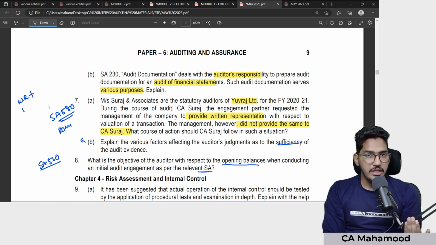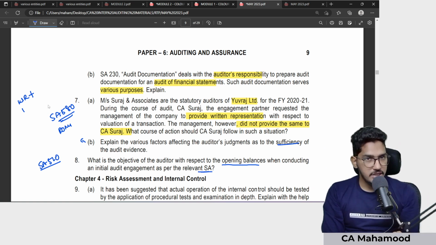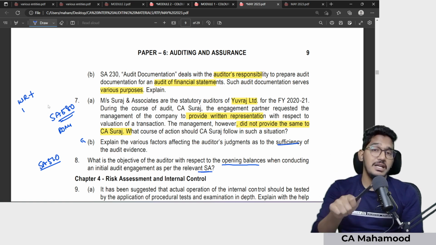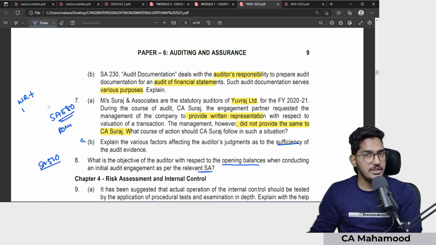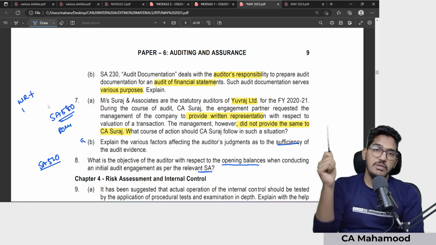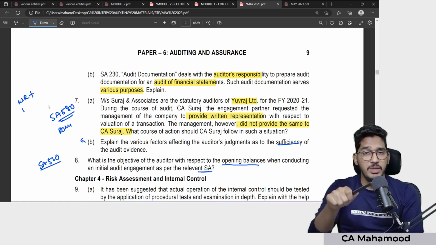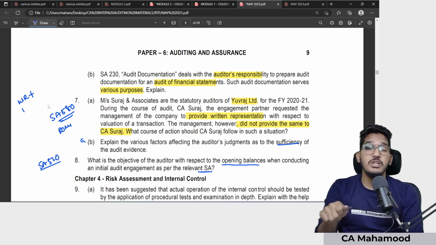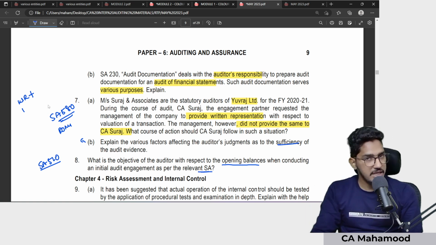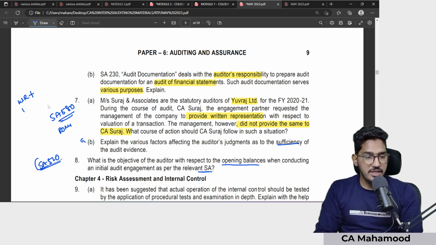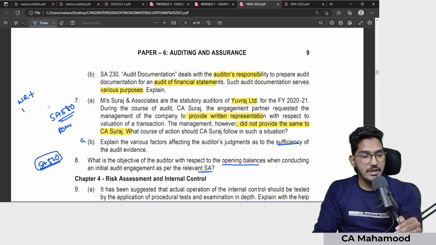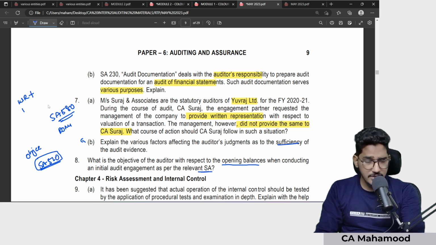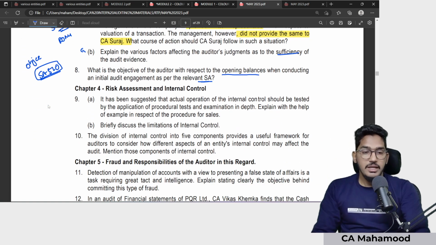As per SA 510, the auditor is required to obtain sufficient and appropriate audit evidence whether opening balances contain a misstatement that could affect the current year's closing balances, and also whether the accounting policies reflected in the opening balances are consistently applied in the current year. If at all they have been changed because of valid reason, whether that change has been appropriately presented and disclosed in the financial statements. So you have to go to that standard, pick the objective paragraph and write it as it is. Understood?